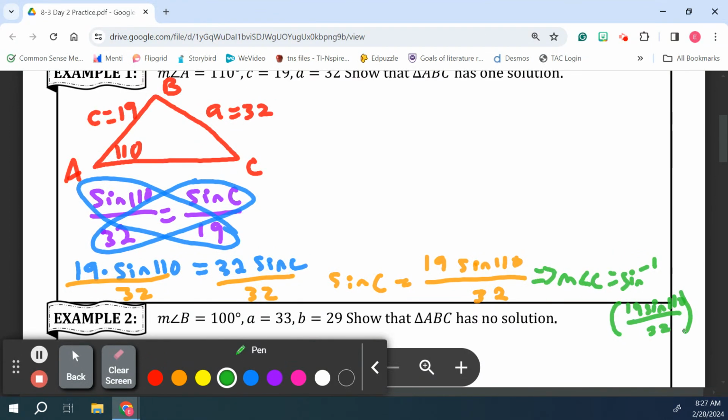Now someone tell me, what is the measure of angle C? 33.9, very good. Now here is what happens when we need to figure out if we have one solution or two solutions. First off, this angle exists, so we have to have at least one solution. That means we legitimately have a triangle. Now the question is, how do we test this?